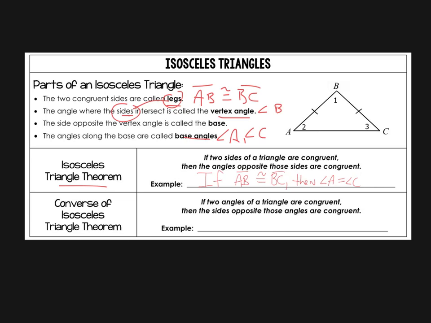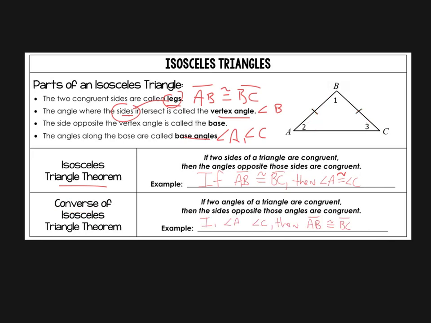Really want to get into your notes what I have written here. The whole piece is if AB is congruent to BC, then the angles opposite those congruent sides are also congruent. Next, we have the converse, which is essentially the reverse of what we just said. If you have two angles that are congruent, then the sides opposite those are congruent. So if angle 2 and angle 3 are congruent, then the sides opposite them are also congruent. So let's get that into our notes.